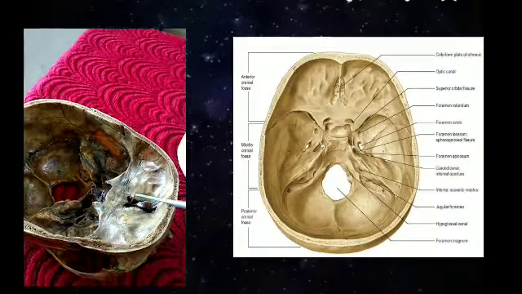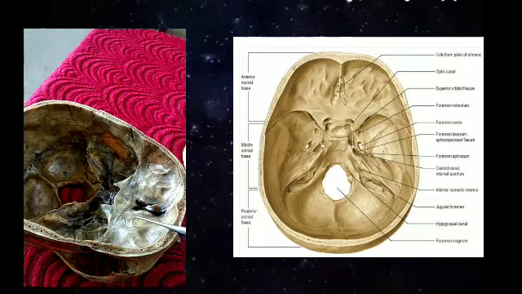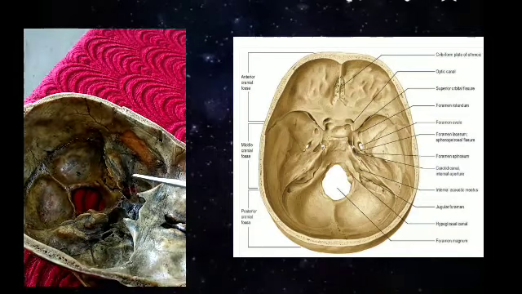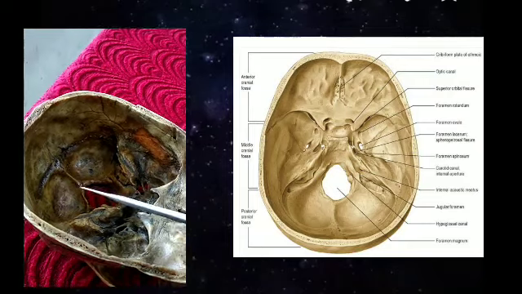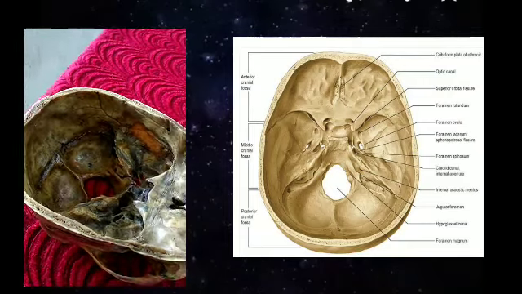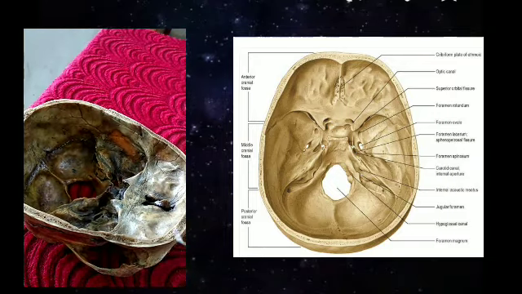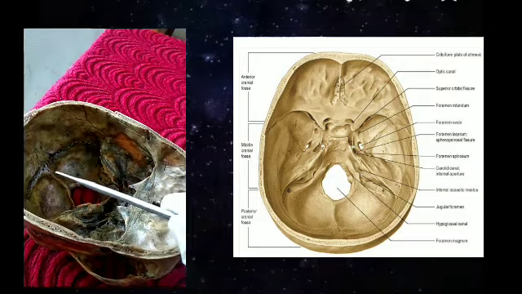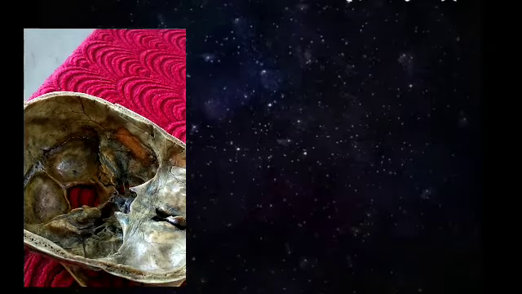The anterior part is called the anterior cranial fossa, the middle part is called the middle cranial fossa, and the posterior part is called the posterior cranial fossa respectively. So we are supposed to go through the features of all these three cranial fossae.